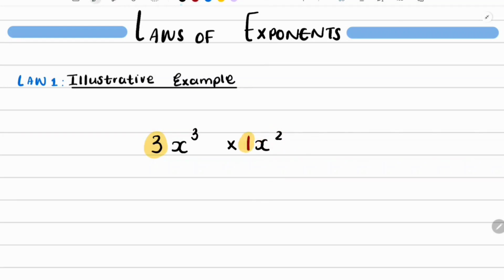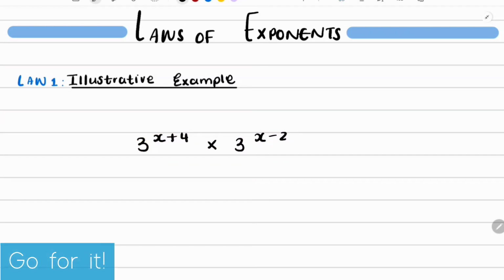So now to multiply this, all we're going to say is the 3 multiplied by the 1 is just 3. And then we're going to multiply the x to the power of 3 times the x to the power of 2. The bases are the same, so the base stays the same. And we just add the exponents. 3 plus 2 is 5. And that is our answer.